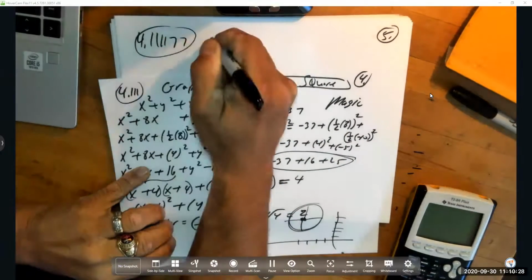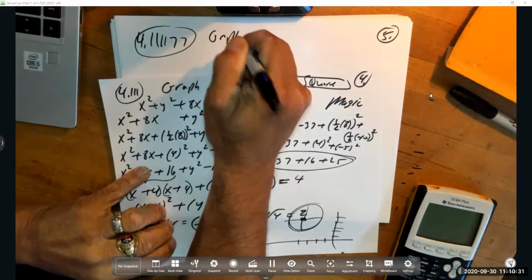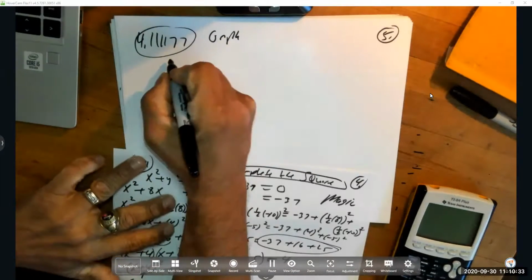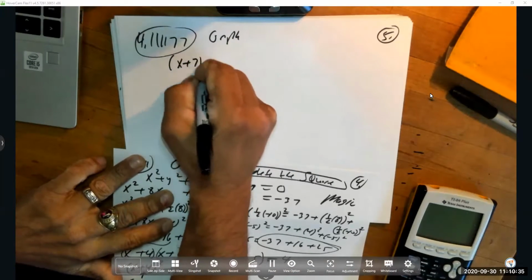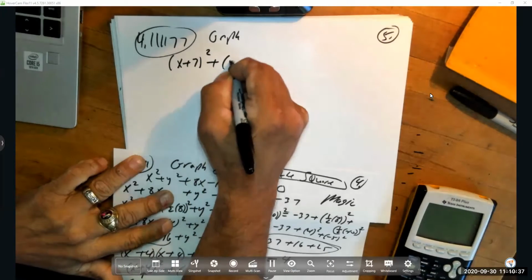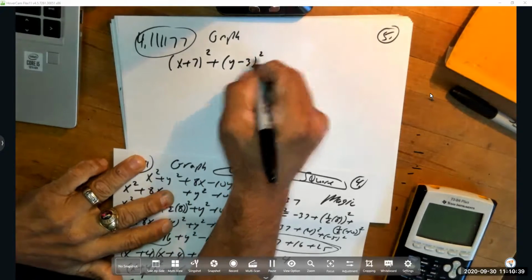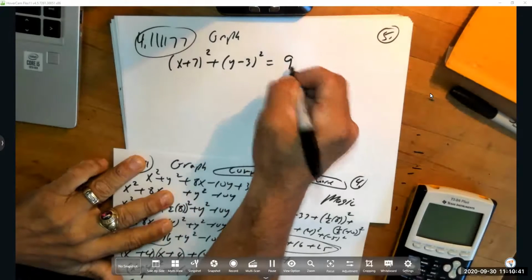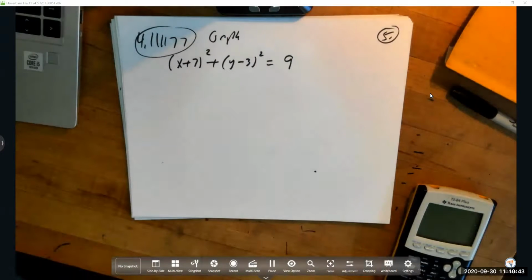Okay, it's going to say graph. And before that, let's just start the original one: x plus 7 squared plus y minus 3 squared equals 9. All right, so there's an easy one. They gave it to you like that. You can find the center and radius. Yeah, super easy.